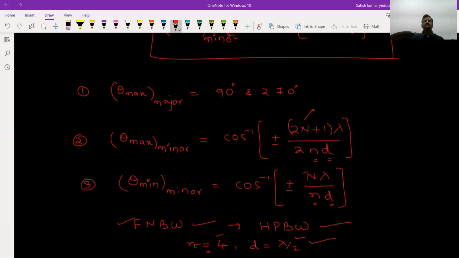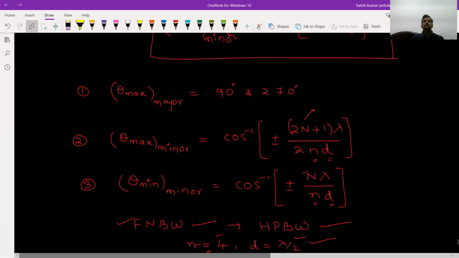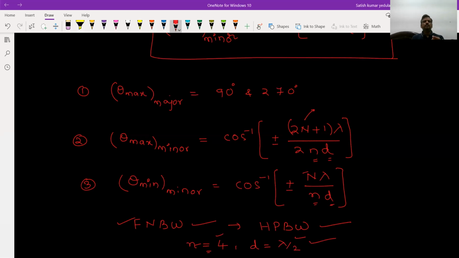So you will have to substitute the capital N integer values and small n equal to the corresponding n-element array, and you will have to find out those angles. Once you get the angles, it's very easy for you to draw the radiation pattern. It will be a very easy thing once you understand this, and if you substitute the values, then it will be very easy for us to draw the radiation pattern.